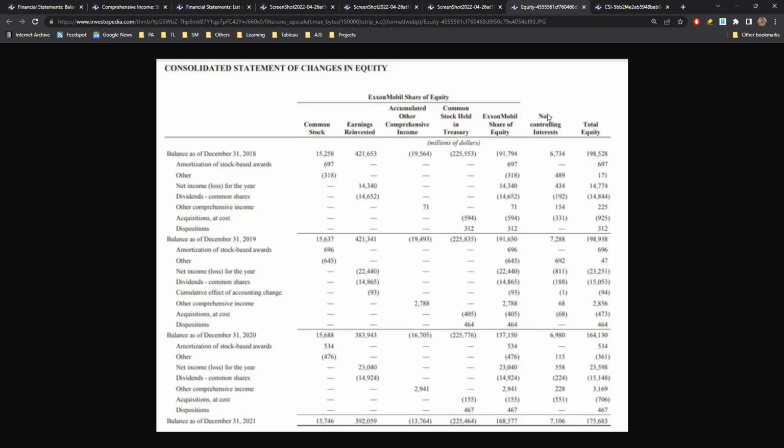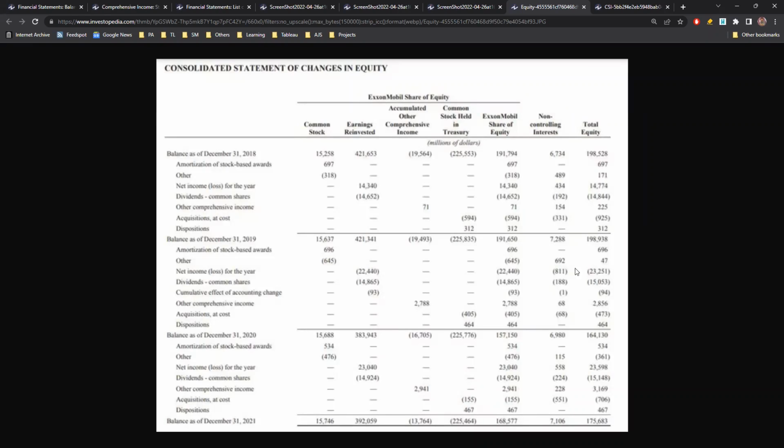And non-controlling interests, on the other hand, are people who hold less than 50%, but in reality it can be much less than 50%, maybe just fractions of ownership in the company. So what are the numbers of all these things in that group as well? They look at basically two main categories: ExxonMobil's share of equity and non-controlling equity, and they combine both together to get the total equity. And this total equity at the end should match the number that we have seen in the balance sheet statement.